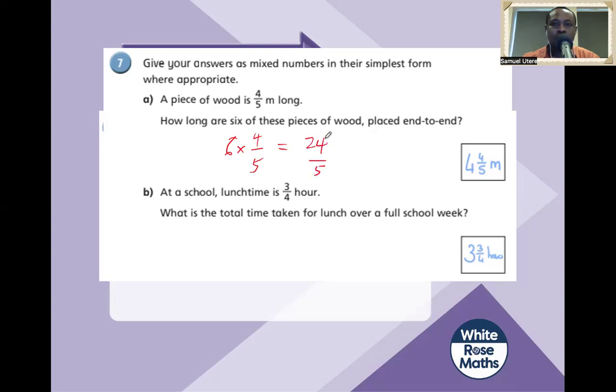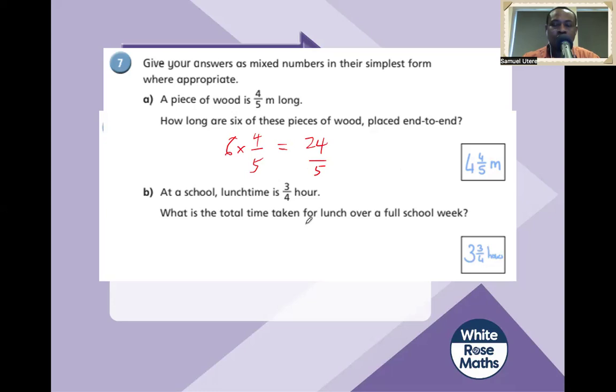We know that we have 4 lots of 5 in 24, so that is 4, and our remainder will be 4/5 because 4 times 5 is 20. Here we ask, at a school, lunchtime is 3/4 hour. What is the total time taken for lunch over a full school week?